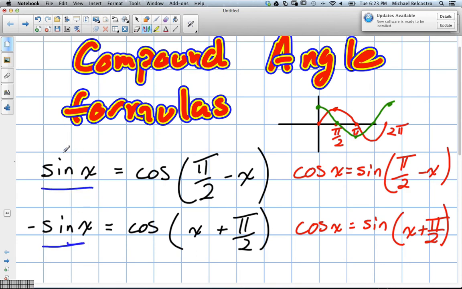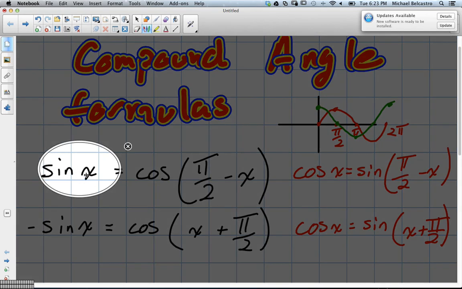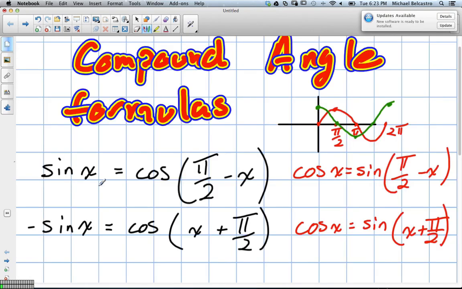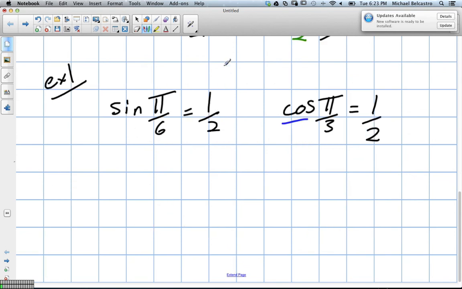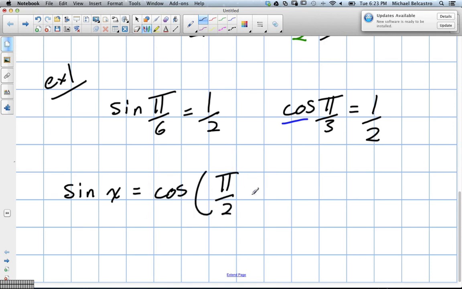And in fact, this one's negative. So really, this is the only one that directly works with what we're working with. So let's use this formula here. Sine x is equal to cos pi over 2 minus x. Well in this case, our x value is pi over 6. So essentially we can replace both of the x's with a value of pi over 6.